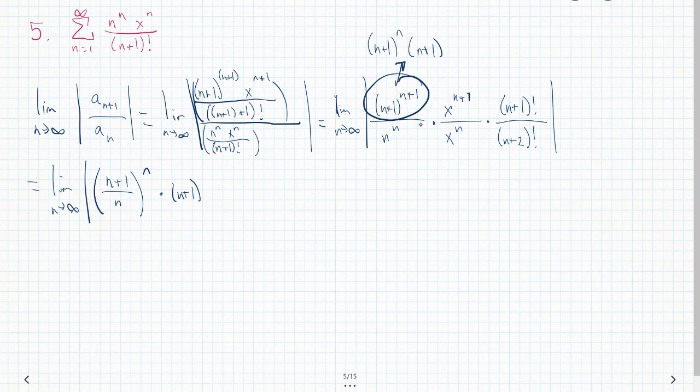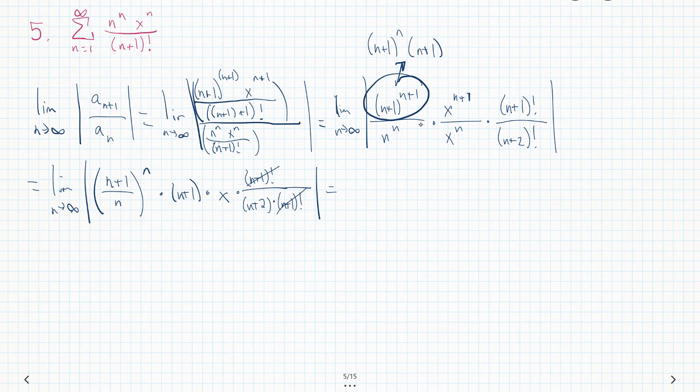Okay. The next one, the x to the n plus 1 and x to the n, you can subtract the exponents, you're left with just x to the first power. And then the last piece, we'll write n plus 1 factorial over n plus 2 factorial, which can be rewritten as n plus 2 times n plus 1, and we can count it down to get n plus 1 factorial. Okay, so this looks all sorts of crazy right now. And let's try and see what happens here.